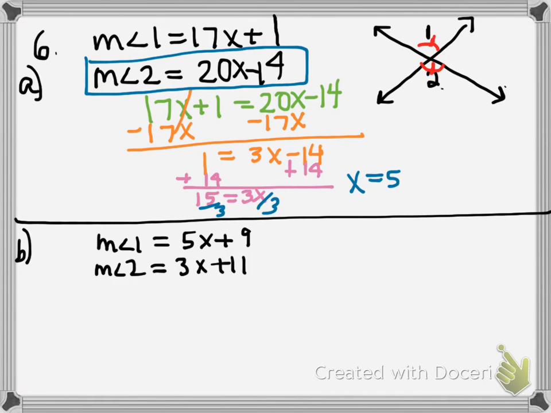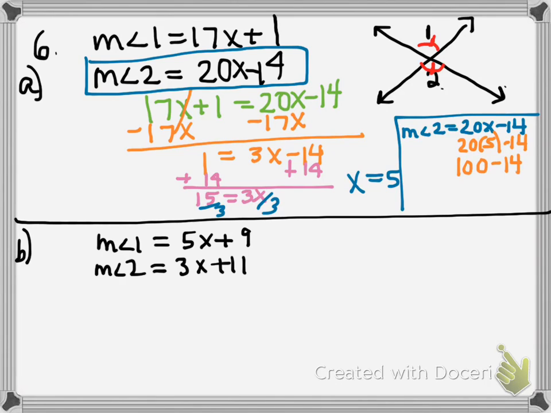So to find the measure of angle 2, I'm going to do that over here. Measure of angle 2 is equal to 20 times x minus 14. Well, we already know what x is, so it's 20 times 5 minus 14. So that's 100 minus 14, which is 86 degrees. So the measure of angle 2 is equal to 86 degrees.